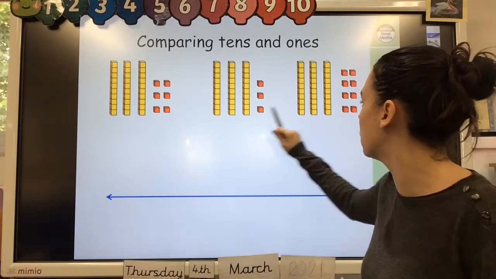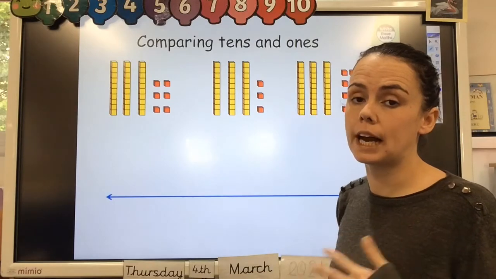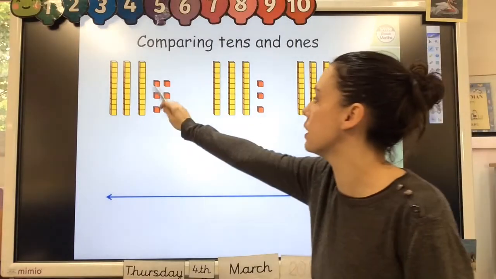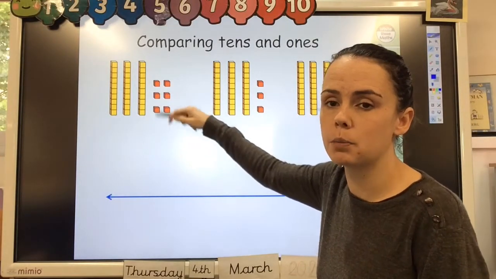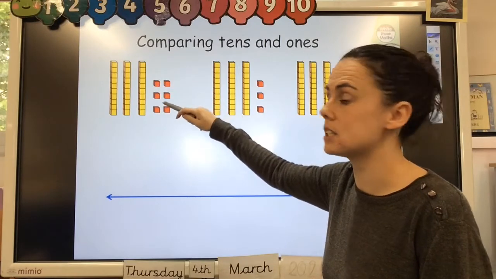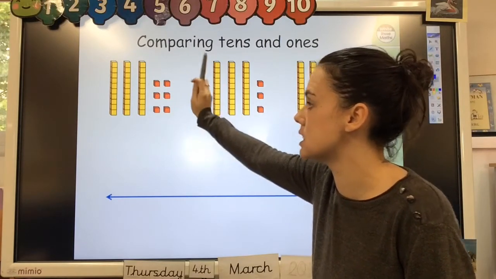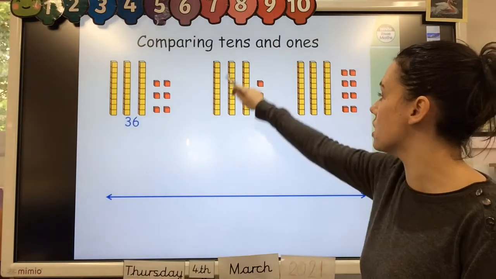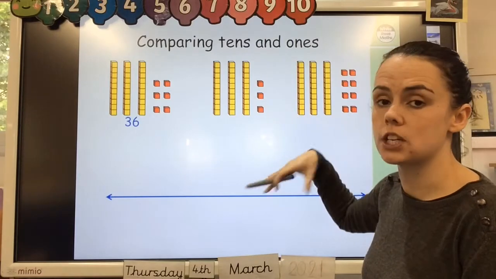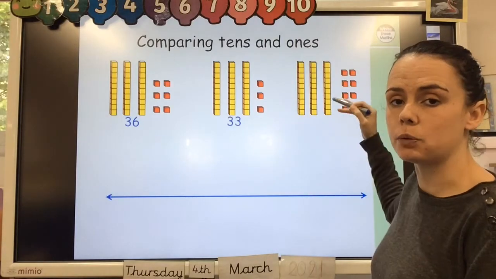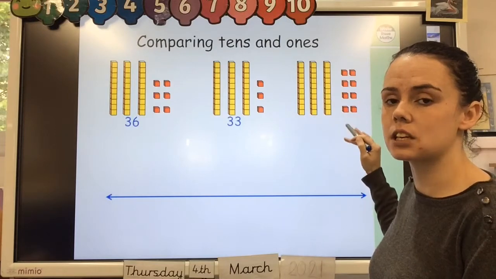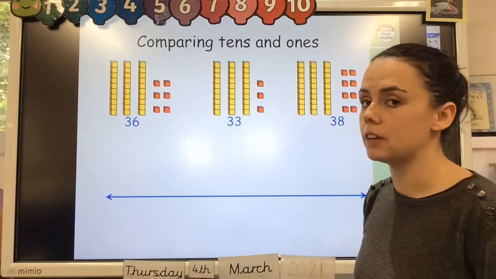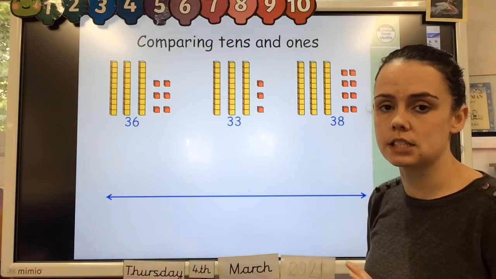So what have we got here? Let's go through and work out how many each one has, and then we're going to put them in from smallest to greatest. So how many have we got here? We know it's got 3 tens, but how many ones? 6. So this is 30 and 6, which is 36. Here we've got 30 and 3, 33. And here we've got 30 and then 8. So that's 38.